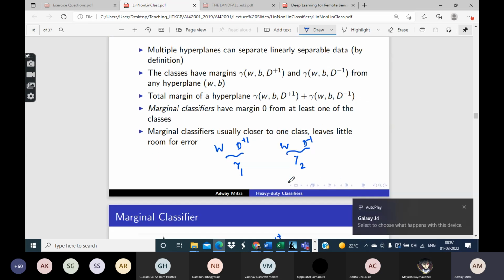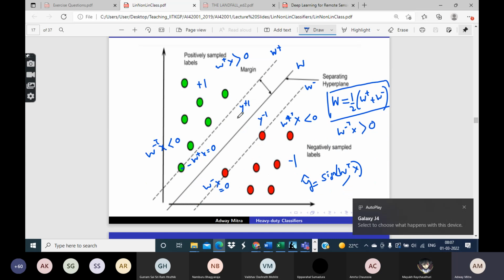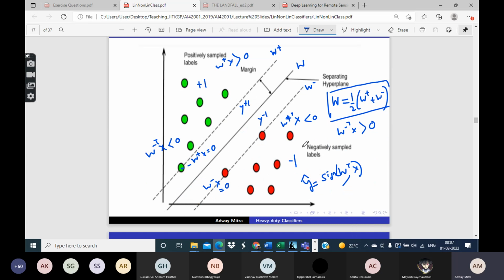That means it is not enough to be able to classify all the points correctly, but the margins it should have with both sets of points, the plus one points and the minus one points. Those margins we were denoting by gamma plus one and gamma minus one respectively. And the total margin we called gamma, equal to gamma plus one plus gamma minus one. We wanted to choose such a linear classifier W for which this gamma will be maximized.